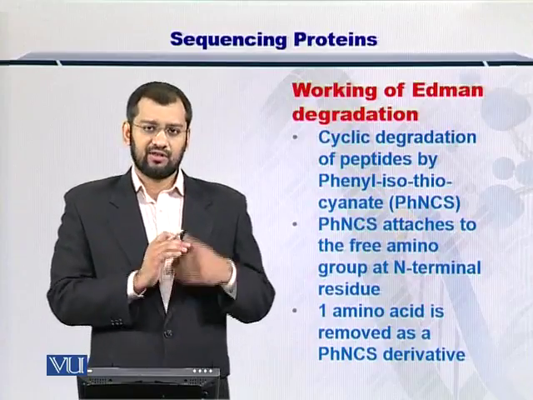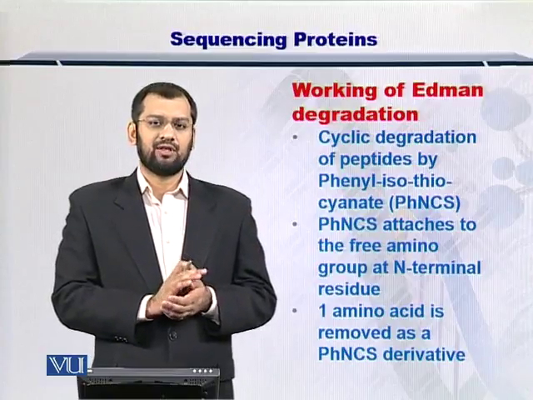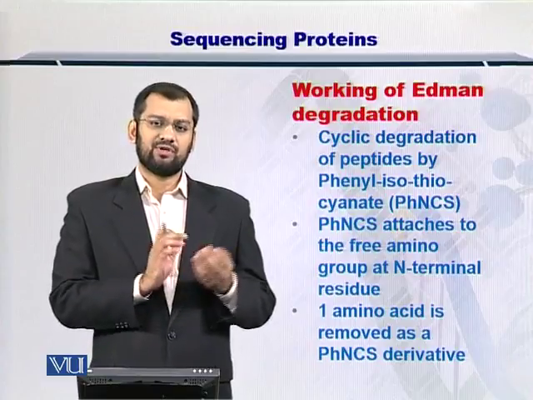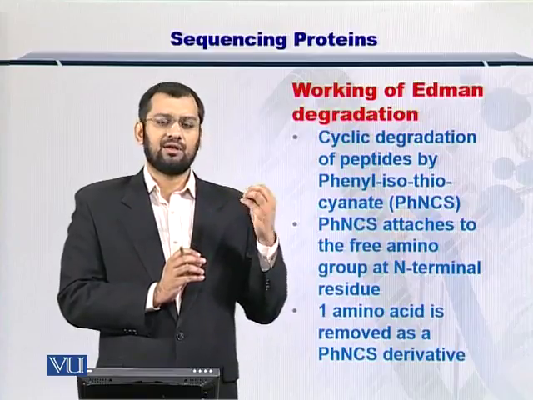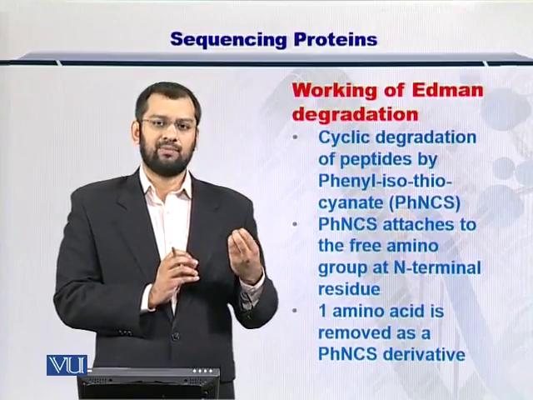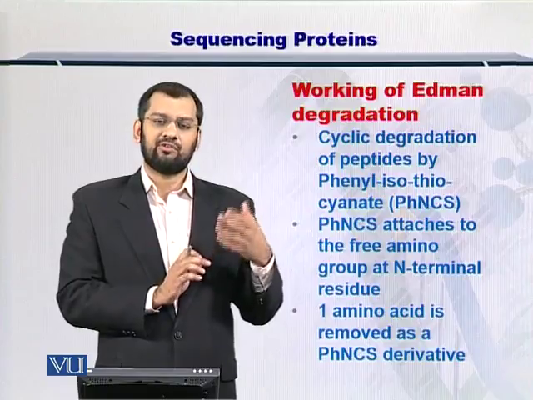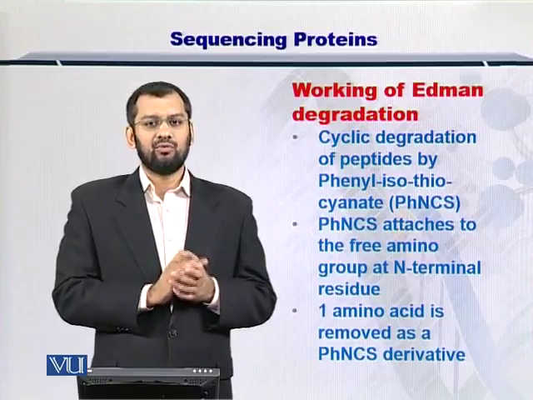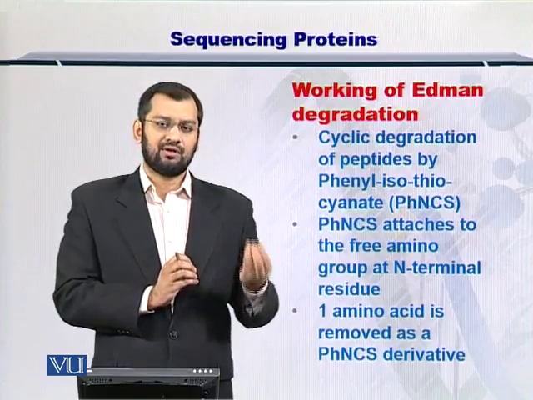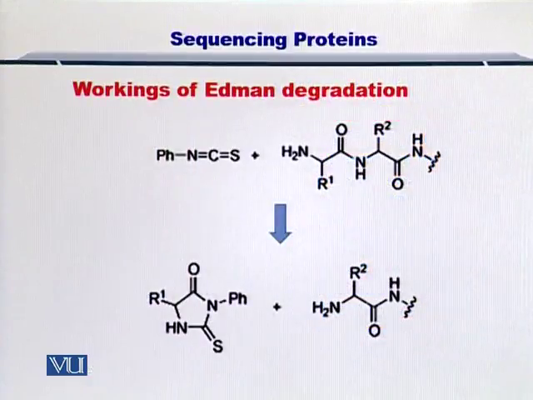The process is called the cyclic degradation of the protein, and a molecule called phenyl isothiocyanate is used, which attaches itself to the residue at the N-terminus and breaks that residue away from the polypeptide or the protein chain, and the molecular weight of that is measured as a derivative of phenyl isothiocyanate. And therefore, you are able to measure the molecular weight for each of these derivatives and hence sequence the protein.